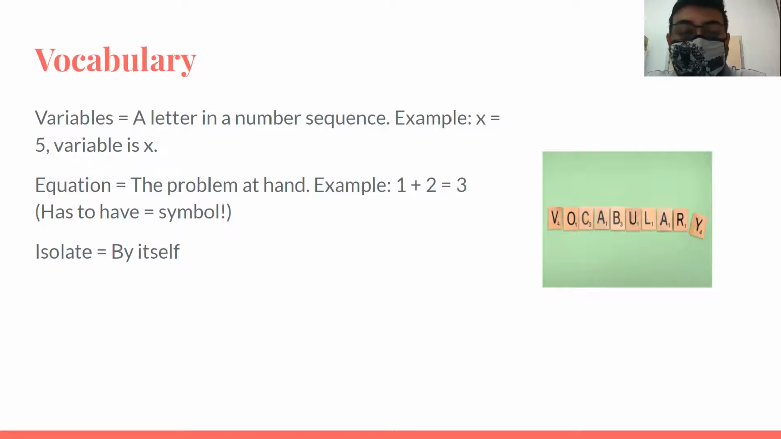And then isolate is moving something by itself. That's a word we're going to be using a lot today. All three we use a lot, but mainly the words isolate and variables. Isolate is putting it by itself. So if someone were to isolate themselves on an island, they're going to hang out by themselves. Think of it kind of like quarantining. You're isolating yourself from the rest of the world. You're just going to be hanging out by yourself.